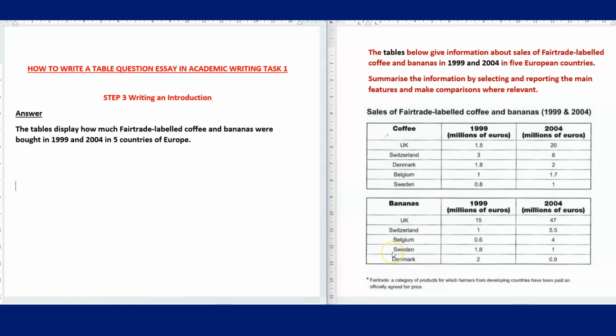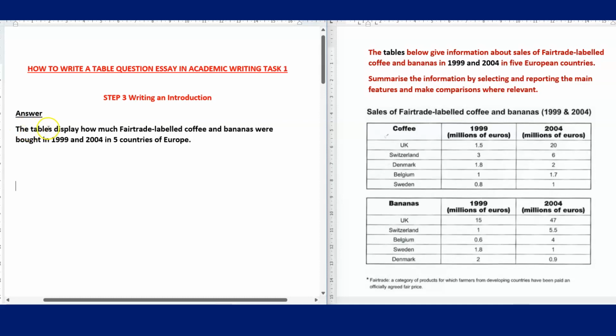Okay, so we now understand what fair trade labeled coffee is. Those are the products that have been bought by other countries from farmers in developing countries at a fair price. So the question is about the amount those countries actually spent to buy those kinds of products in 1999-2004. We just have to use that understanding and write our essay. So this will be the answer for our essay.